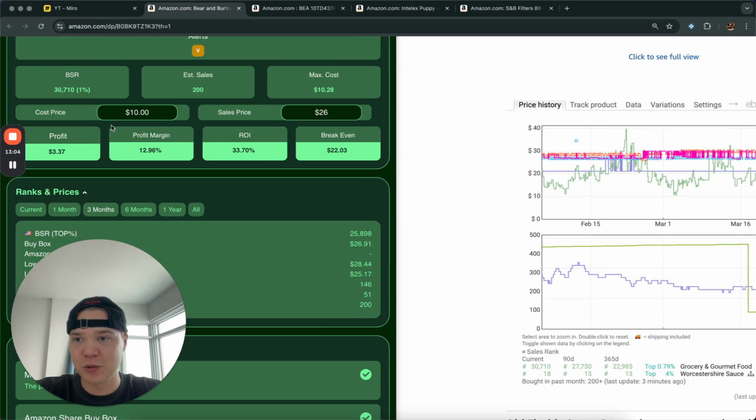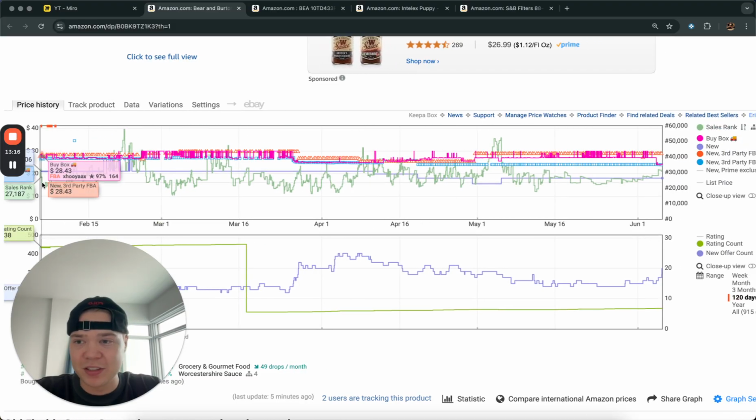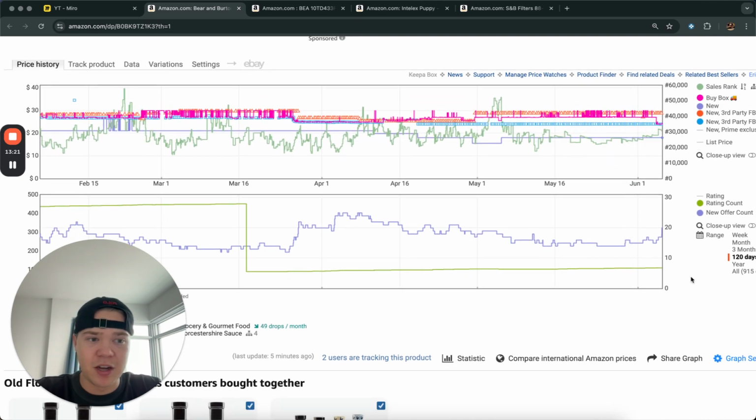Your cost price here is only $10, but you're making $3 a unit. There's 200 sales a month. If you sell 30 units a month, it's not too bad. Get you going. Price is very consistent here. As you guys can see, very straight line.